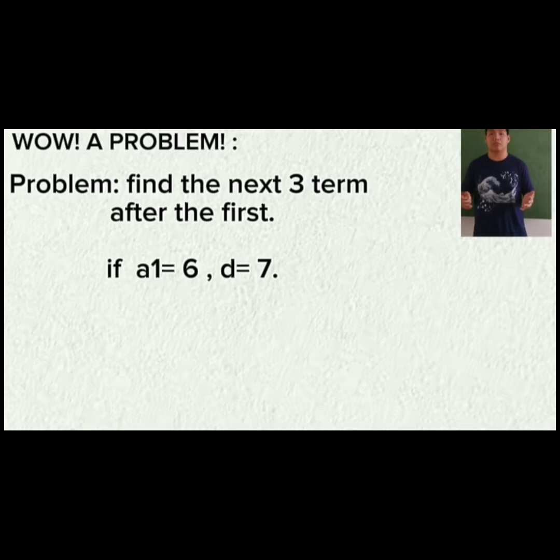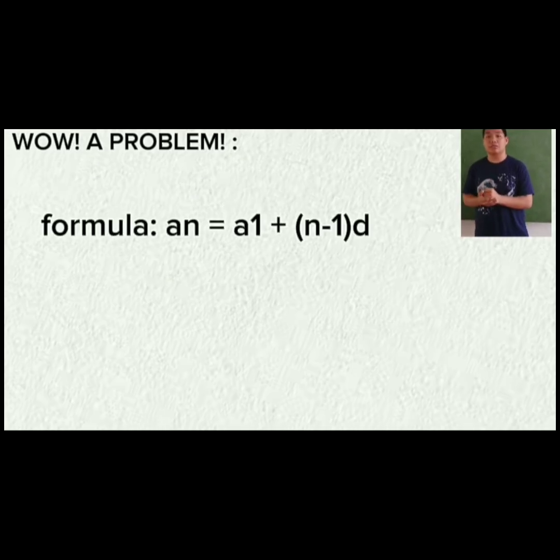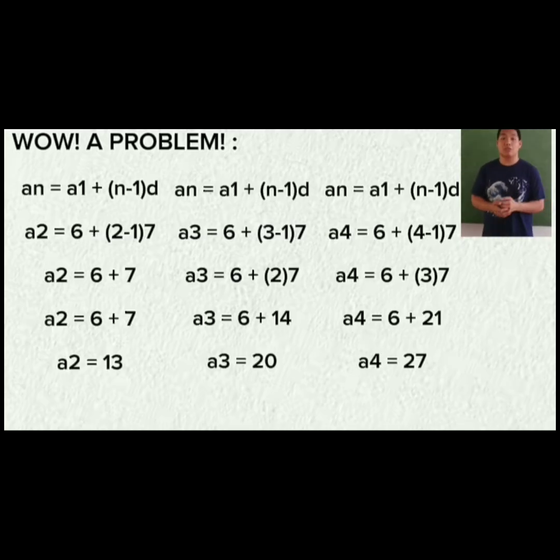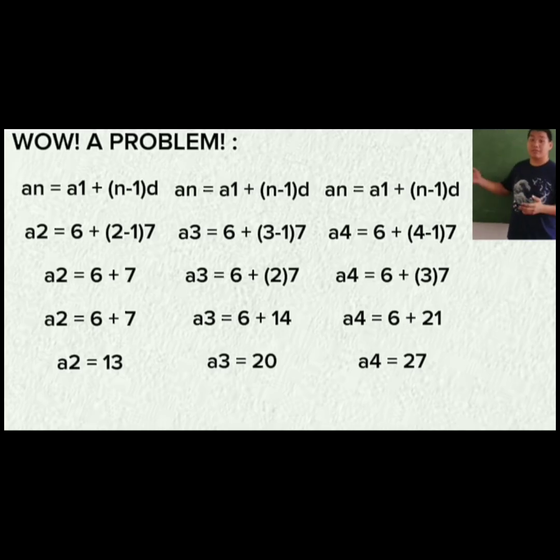Here is a given example. Find the next 3 terms after the first if a sub 1 is equal to 6 and d is equal to 7. First, the formula: a sub n is equal to a sub 1 plus the quantity of n minus 1 times d. Simplify all of them, and the answer to the given problem is 13, 20, and 27.